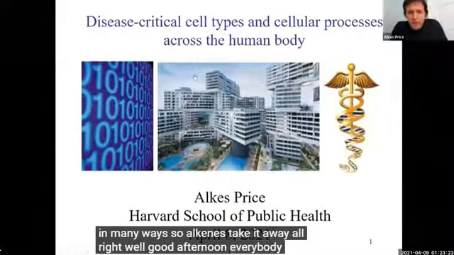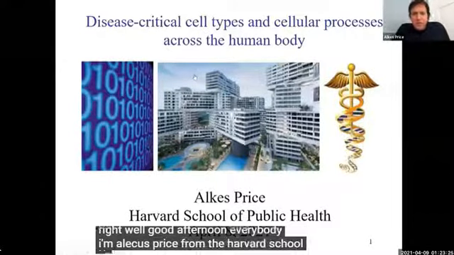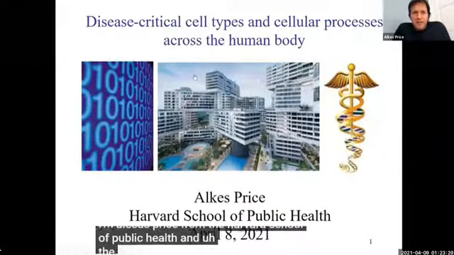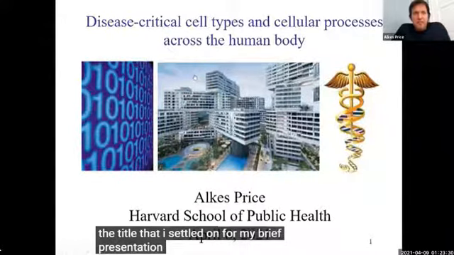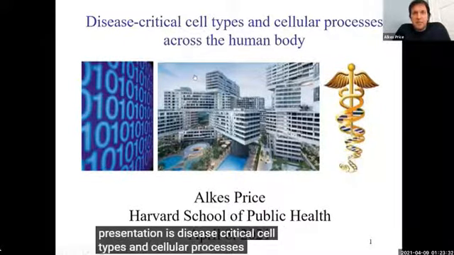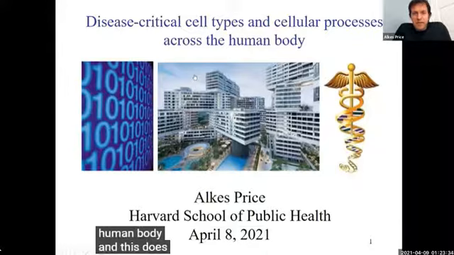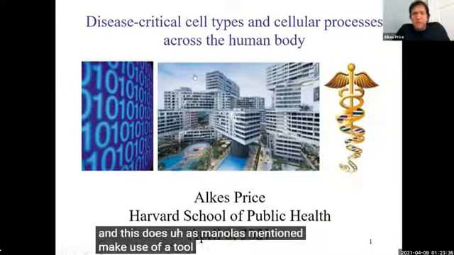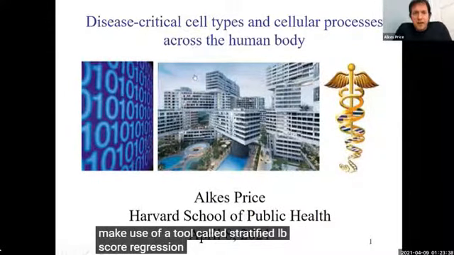All right, well, good afternoon, everybody. I'm Alkes Price from the Harvard School of Public Health, and the title that I settled on for my brief presentation is Disease-Critical Cell Types and Cellular Processes Across the Human Body. And this does, as Manolis mentioned, make use of a tool called stratified LD score regression.